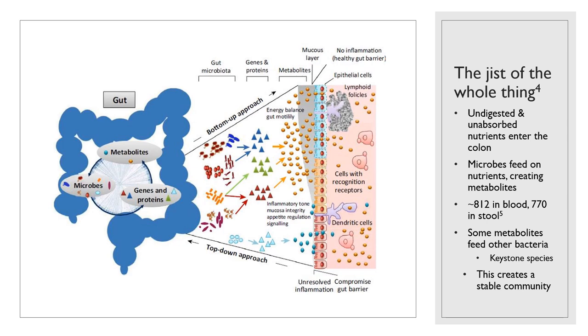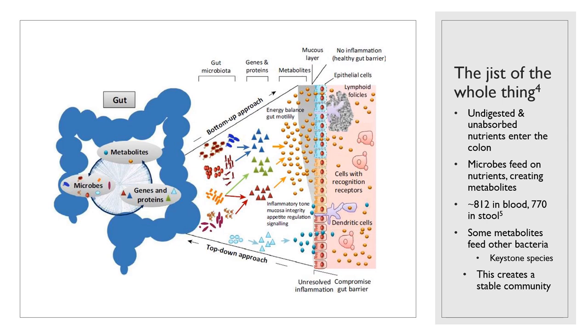Some of these metabolites will feed other bacteria, and this brings along the idea of what is known as a keystone species. It's kind of a, if you build it, they will come. When you get these keystone species and you continue to feed them, they make these metabolites that bring other species, and they just keep bringing friends. So you have these single keystone species that lead to the development of a microbiome, a community with a lot of their friends, which can be beneficial. This creates a stable community. And the interesting thing about this as well, which is kind of what we're seeing in the image here to the left, is that these microbes have genes and proteins, and they share genes and proteins.